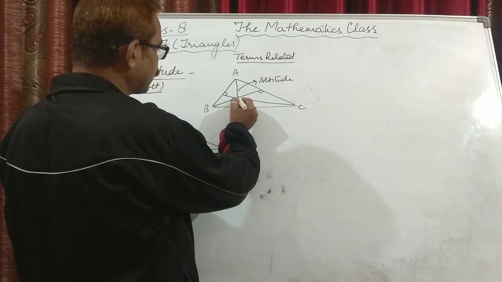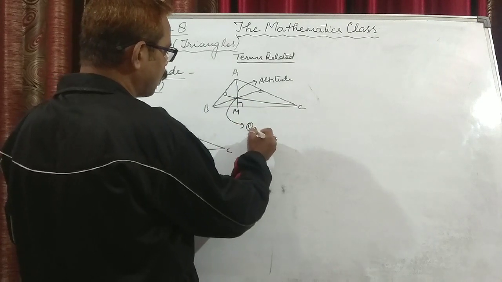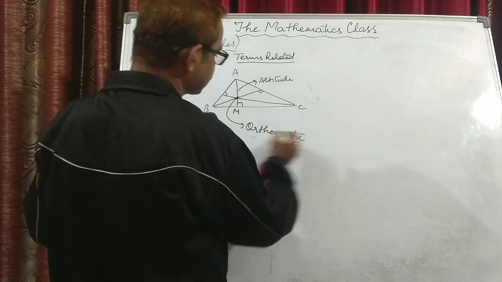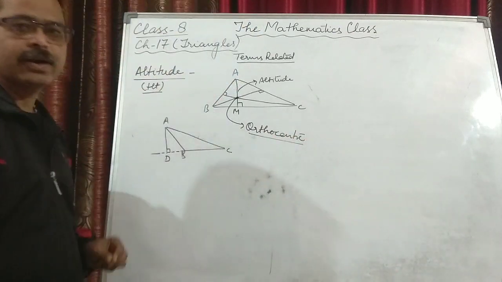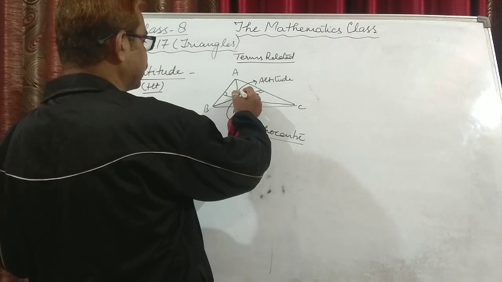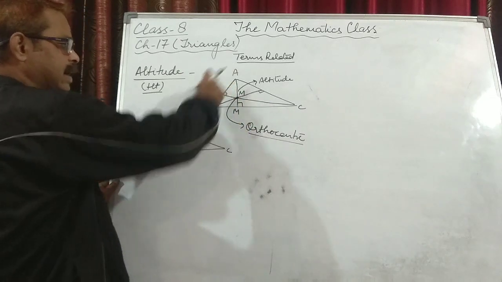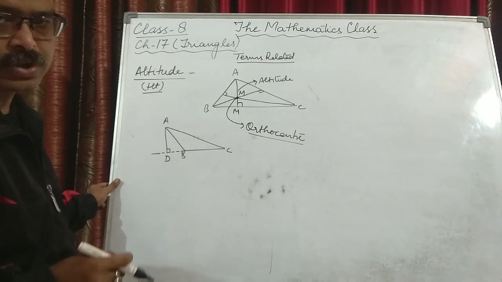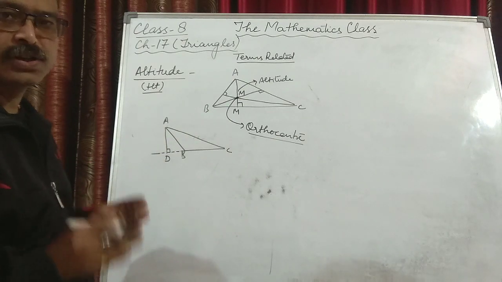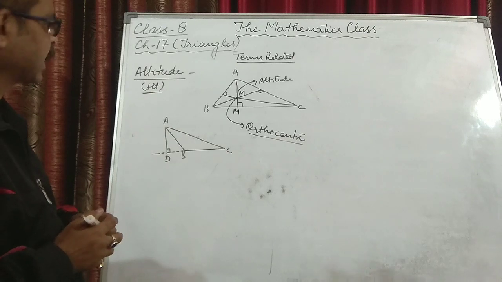And the meeting point, this point you can see, is known as the orthocenter. Orthocenter is a point where all the three perpendiculars meet. Let us say this point is M. So M is the orthocenter of the triangle ABC. And what is the orthocenter of a triangle? Where all the three perpendiculars meet, that is known as the orthocenter of the triangle.